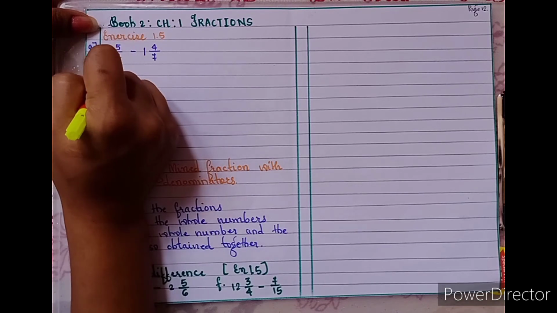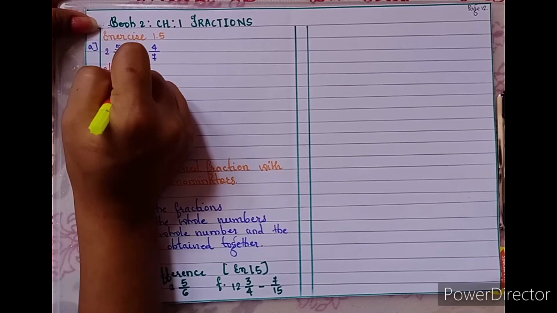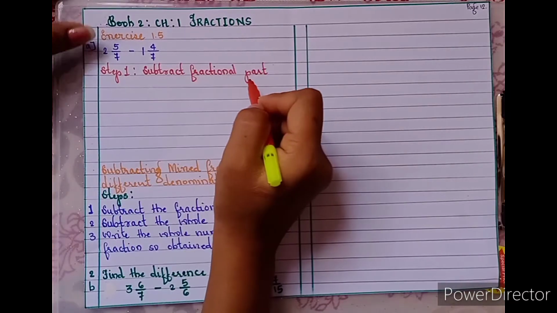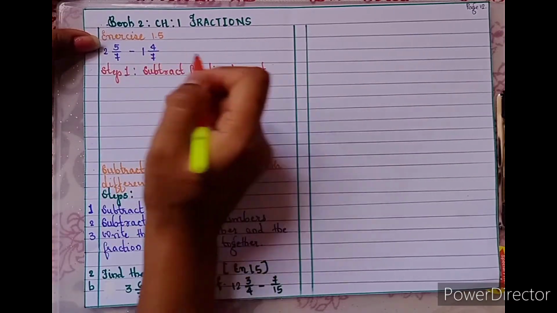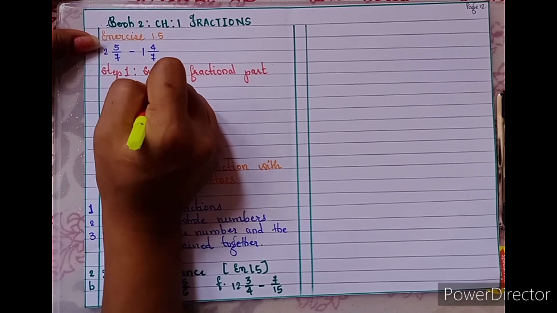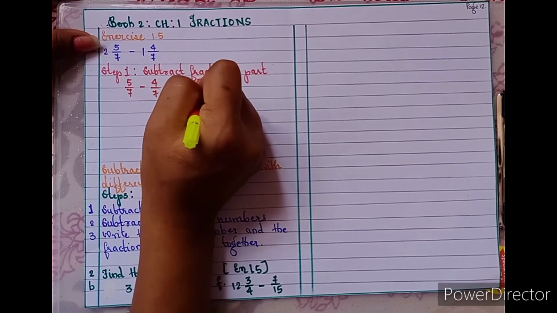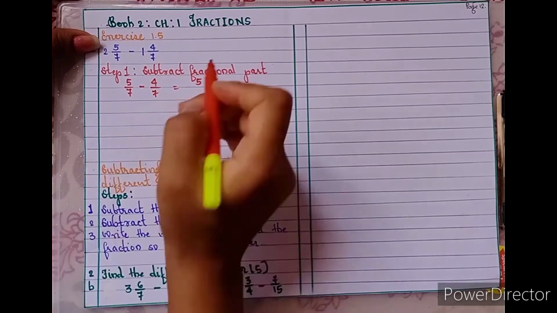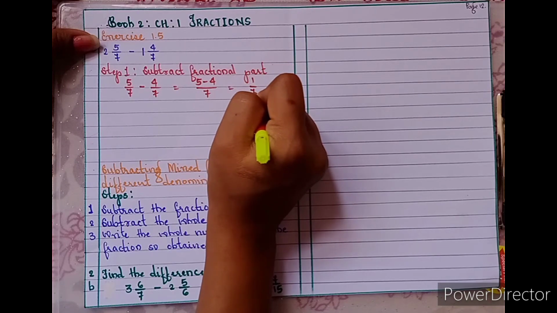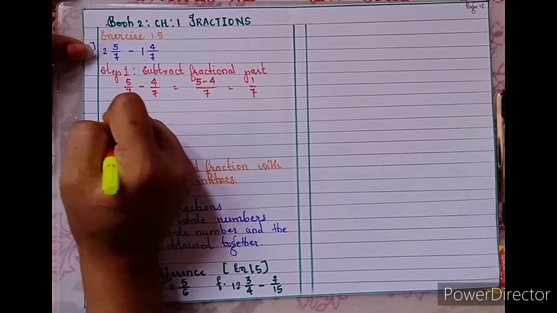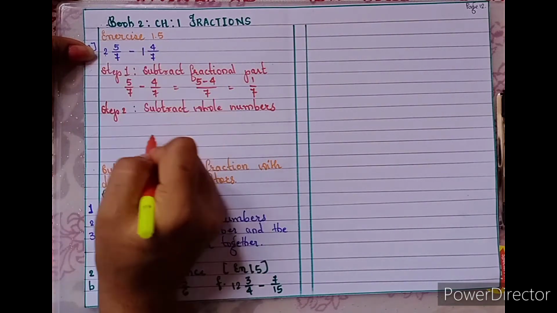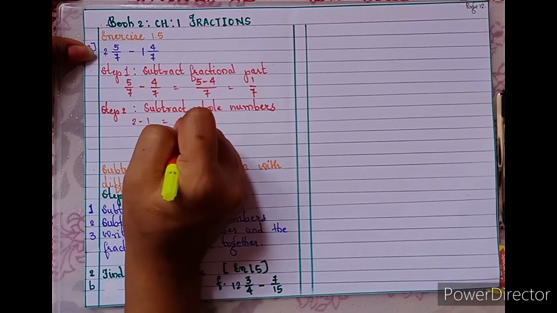So let's write the first step. Step 1: Subtract fractional parts. Therefore 5 by 7 minus 4 by 7 equals 5 minus 4 upon 7, that equals 1 by 7. Step 2: Subtract whole numbers. The whole numbers are 2 and 1. 2 minus 1 equals 1.